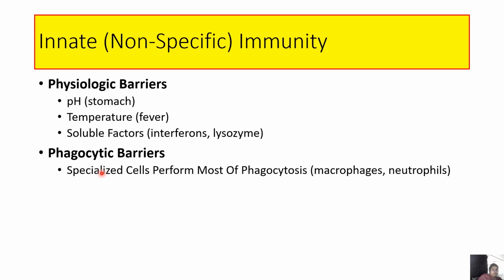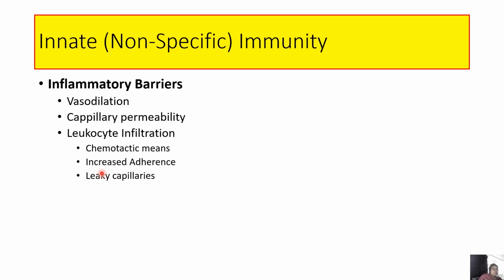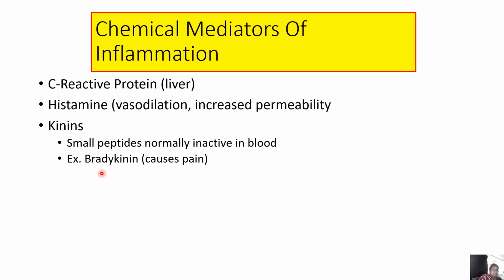The physiological barriers can be pH, which is stomach specific, temperature, fever, soluble factors and all, interferon, lysozymes. Phagocytic barriers like specialized cells perform most of phagocytosis, the macrophages, neutrophils, etc. Now, the inflammatory barriers like vasodilation, capillary permeability, leukocyte infiltration like chemotactic means increased adherence, leaky capillaries.